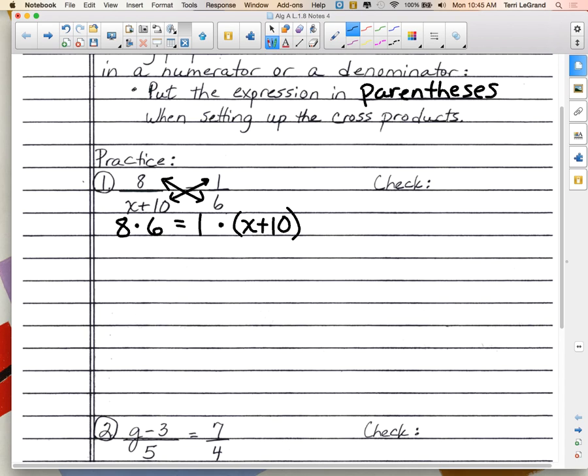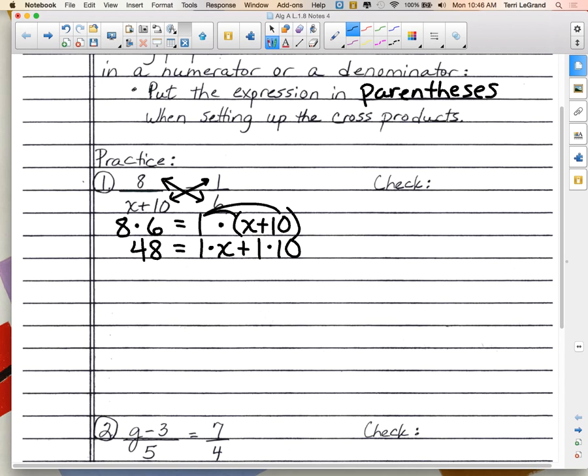Now we can start doing the things that we can do to get this close to being ready to solve. What's 8 times 6? 48. What's 1 times x plus 10? We're going to have to use the distributive property to get rid of those parentheses. Why do we put parentheses if we're just going to get rid of them anyway? Because we have to make sure that both of those pieces get multiplied by that 1. So 1 times x plus 1 times 10.